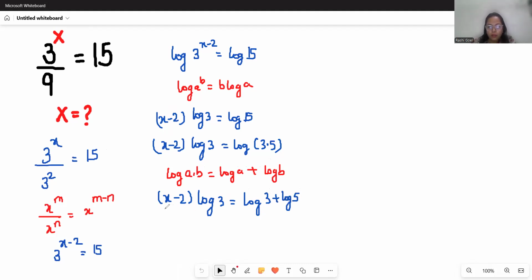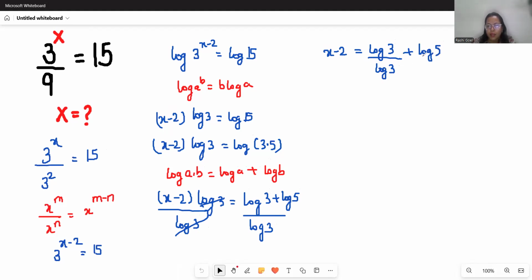Now, if I divide both sides by log 3, this will cancel out. So, x minus 2 equal log 3 by log 3 plus log 5 by log 3. So, x minus 2 equal 1 plus log 5 with base 3.